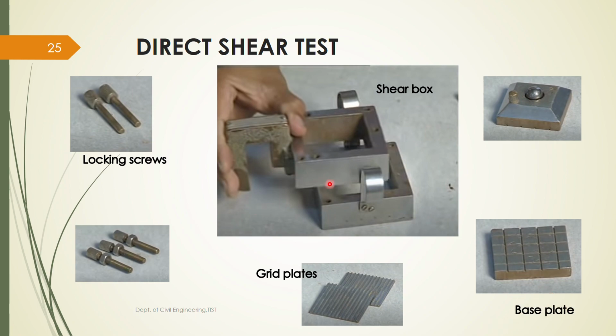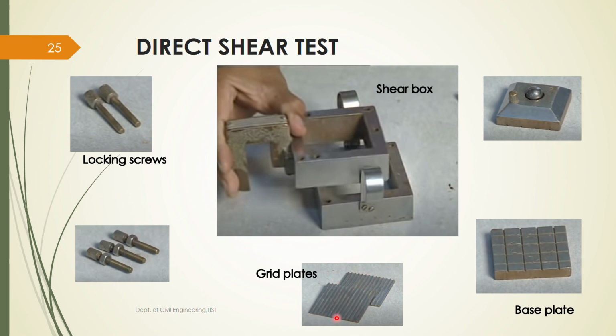Here I am explaining the setup for an undrained test. In this case water is not allowed to go out. I'll tell you what the change is if you are conducting a drained test. So this is for undrained test. First you have to keep the base plate, and then you have to keep one of the grid plates, and on the grid plate you can see grooves like this, linear grooves.